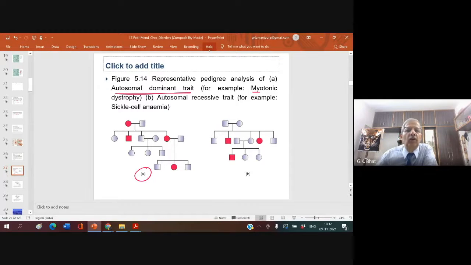An example is myotonic dystrophy. You must know, very, very important. And B is autosomal recessive inheritance, and an example here is sickle cell anemia. We will look into that again later.